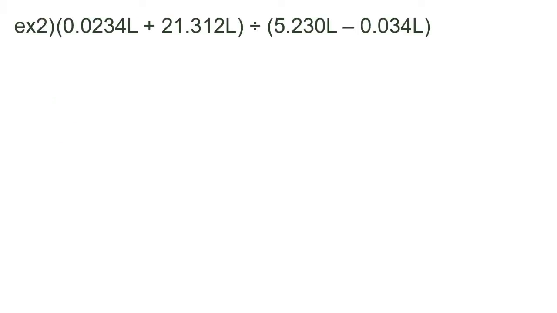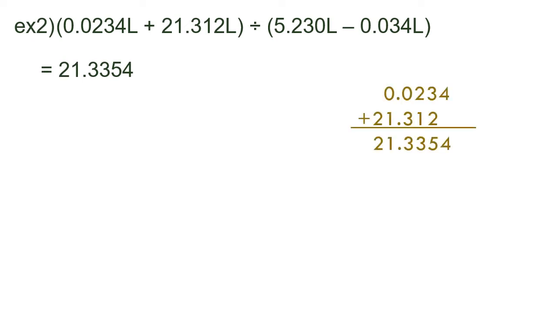Example 2. I'm going to start by doing the addition inside the brackets. So I punch in 0.0234 plus 21.312, and my calculator spits out 21.3354. To determine the number of significant figures, I'm going to have to stack those two numbers and then move from left to right until one of those numbers has run out of significant figures. The bottom number runs out after the 2, so that means 21.335 is significant. 4 is not, so I underline the 4. When I'm adding, my units do not change, so liters plus liters gives me liters.